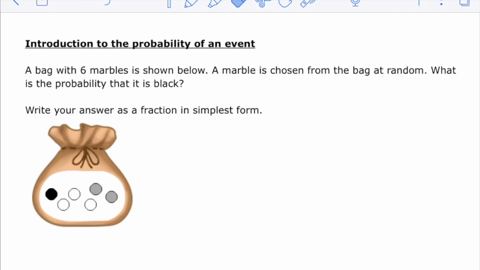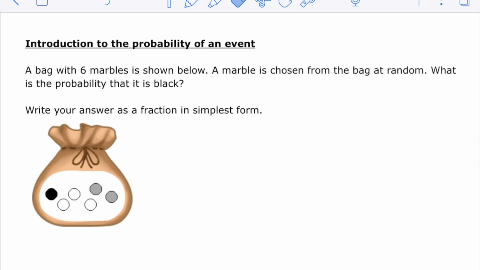We are going to be introducing probability in this lesson, and the first question that we have is basically a bag with 6 marbles in it. It says a marble is chosen from the bag at random, so we've covered up our eyes, we don't know which one we're pulling out. What is the probability that it will be black?